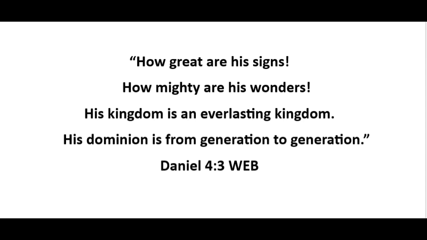The king cried aloud to bring in the enchanters, the Chaldeans, and the soothsayers. The king spoke and said to the wise men of Babylon, Whoever reads this writing and shows me its interpretation shall be clothed with purple and have a chain of gold about his neck, and shall be the third ruler in the kingdom. Then all the king's wise men came in, but they could not read the writing and couldn't make known to the king the interpretation.